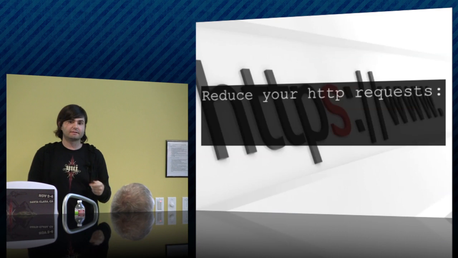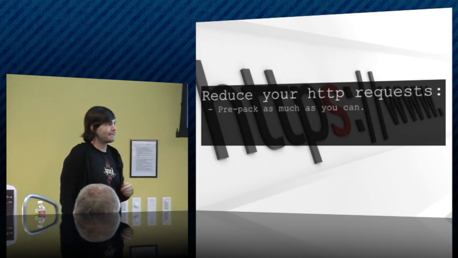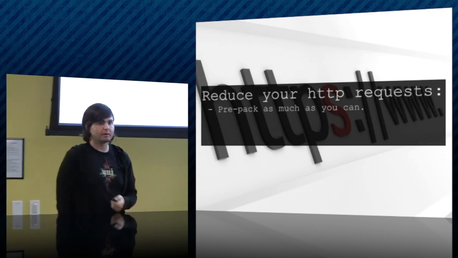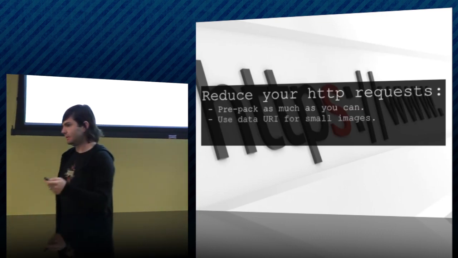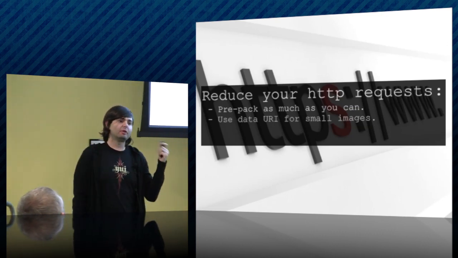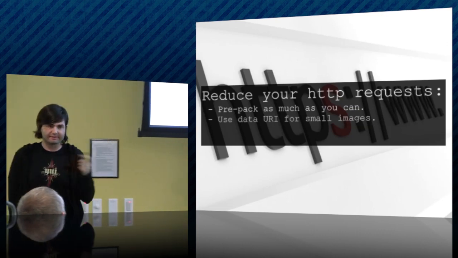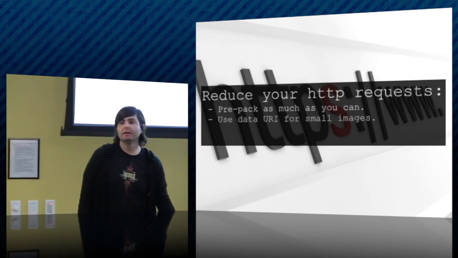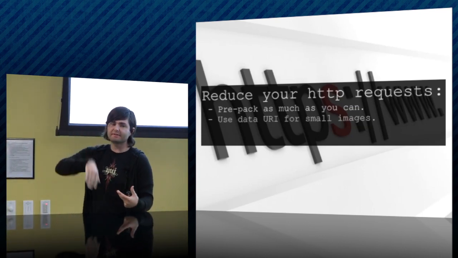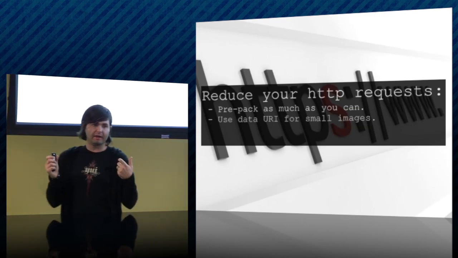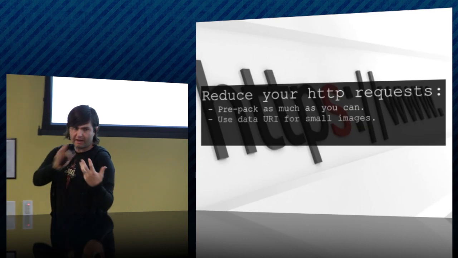Reduce the HTTP requests. This is a big one. How do you do it? Pre-pack as much as you can. Put it on the app. Deliver it. Get rid of all the small images, backgrounds that you might have through your CSS. There is a great tool that Nicolas Sekas wrote that will go ahead and parse all your CSS, download all the images, and then convert them for you into data URIs, and then put them back into your CSS.